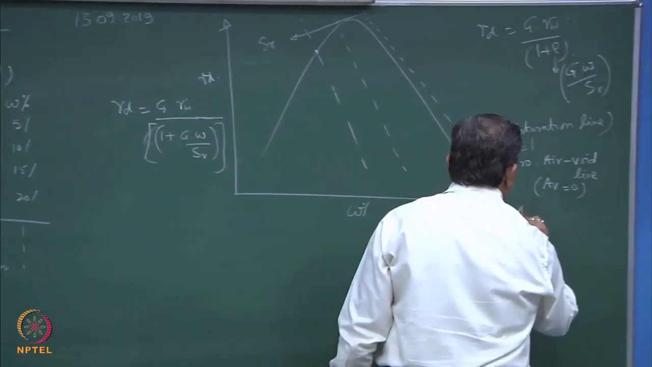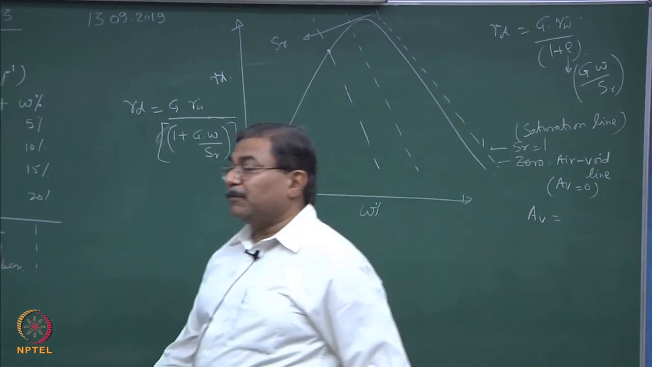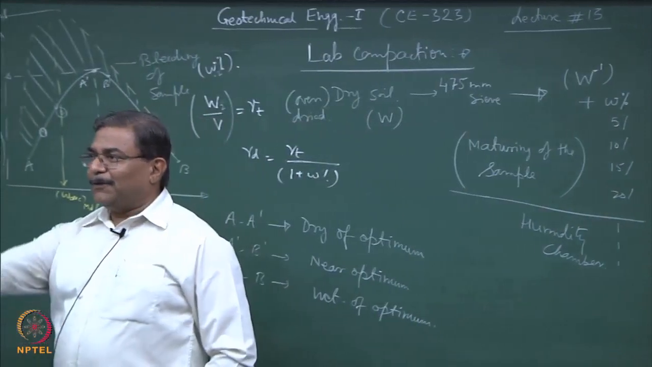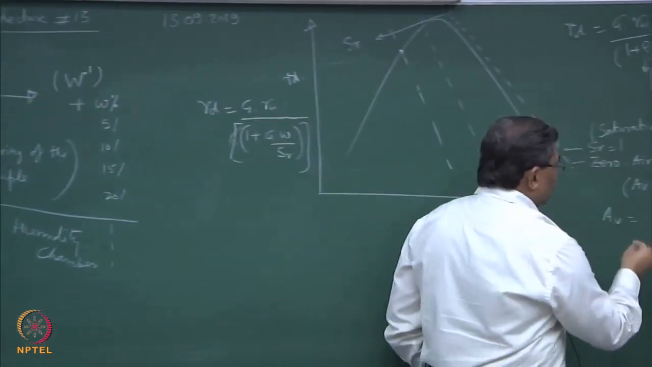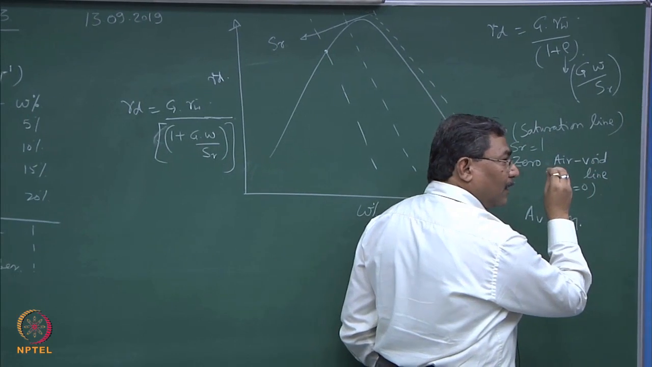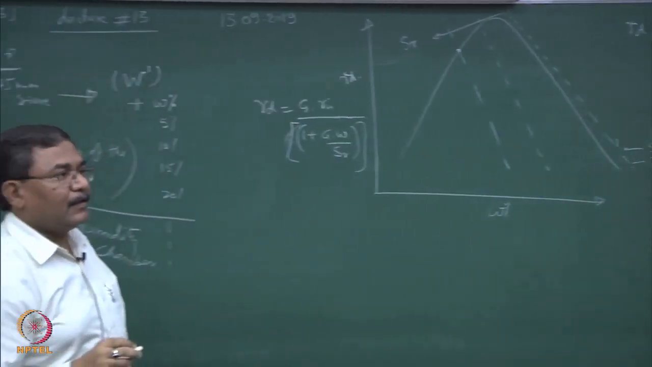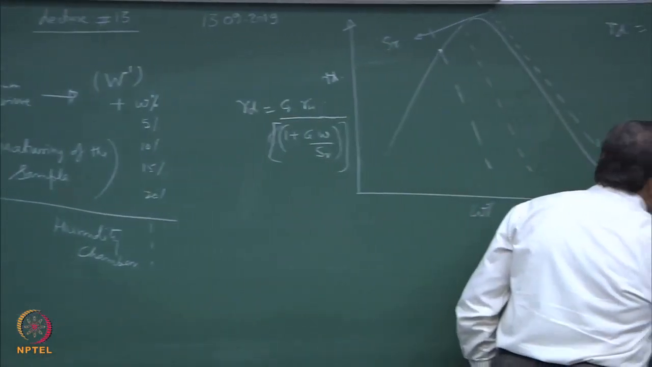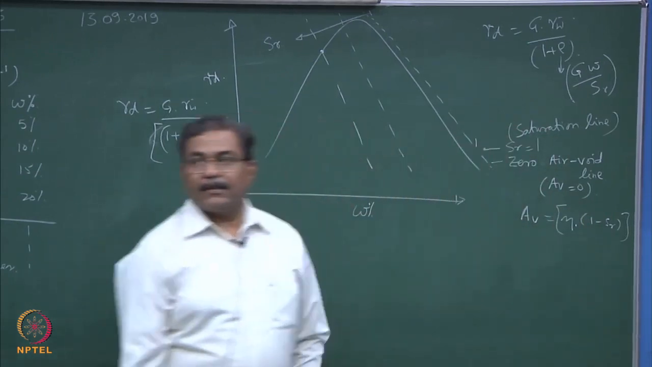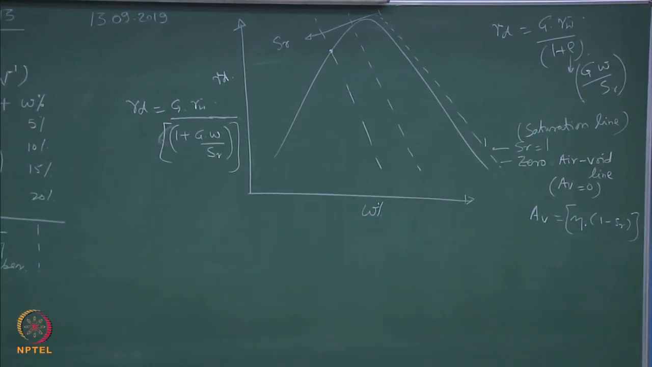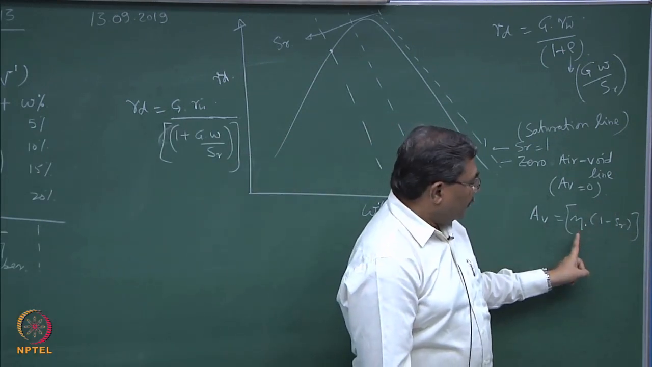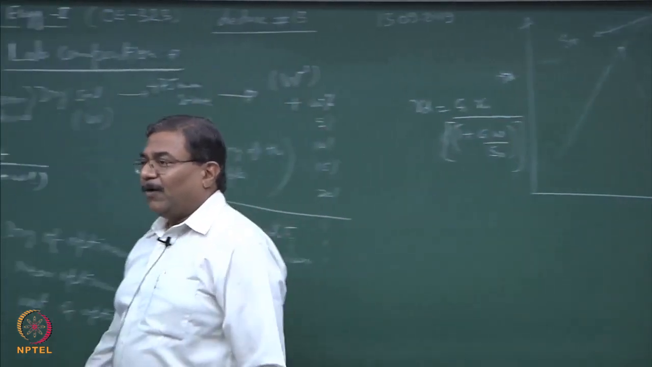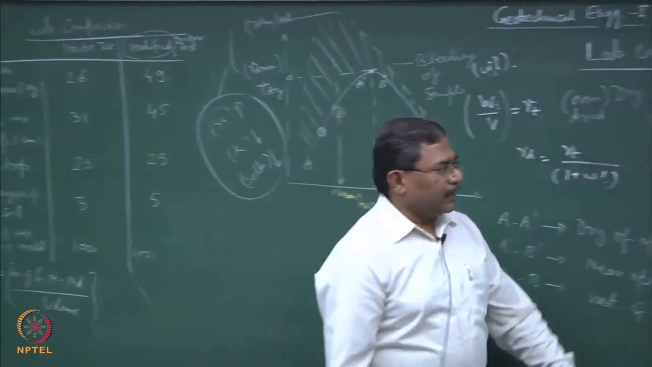I am sure you will realize that AV is nothing but... Can you tell me what will be the value of AV in terms of porosity and saturation? Quick, you need not spend much time. So, if I say porosity of the system is known, what will be the AV value? How many of you agree with this? 1 minus SR is what? What is SR? Saturation. 1 minus SR is the unsaturated state of the material. This is the porosity, volume of voids divided by total volume, clear? So, what you get is the AV value.